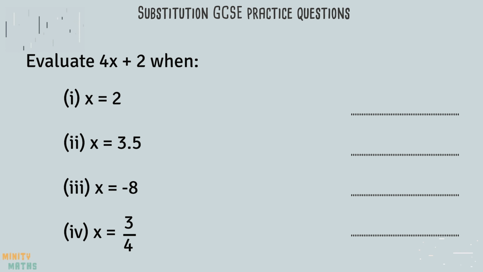This first question asks us to evaluate the expression 4x plus 2, using different values for x. For part 1, we need to replace the variable x with 2 in the expression. We can then calculate the multiplication part of the question first. This leaves us with 8 plus 2. Therefore, the expression evaluates to 10.